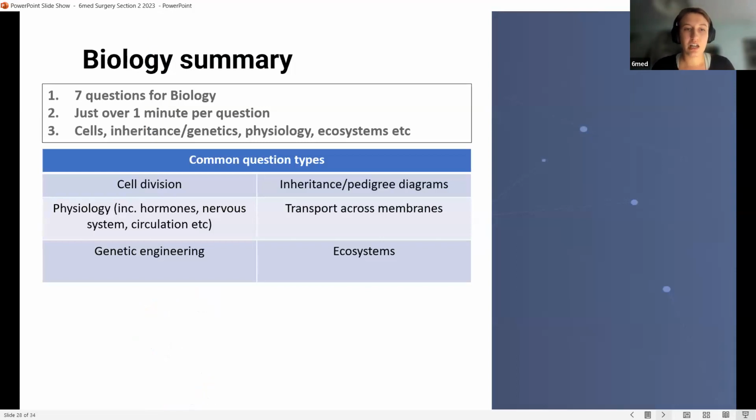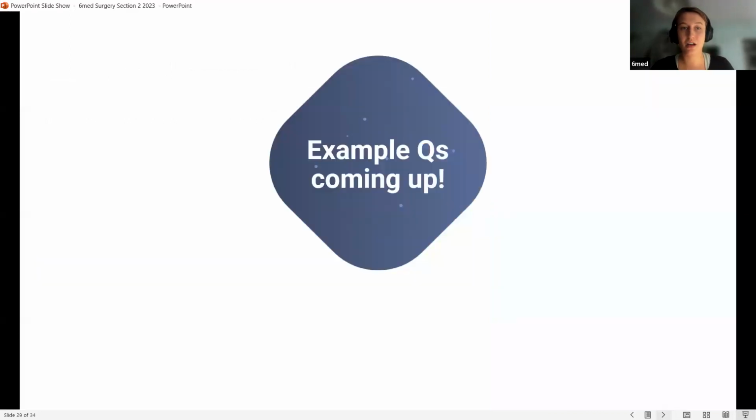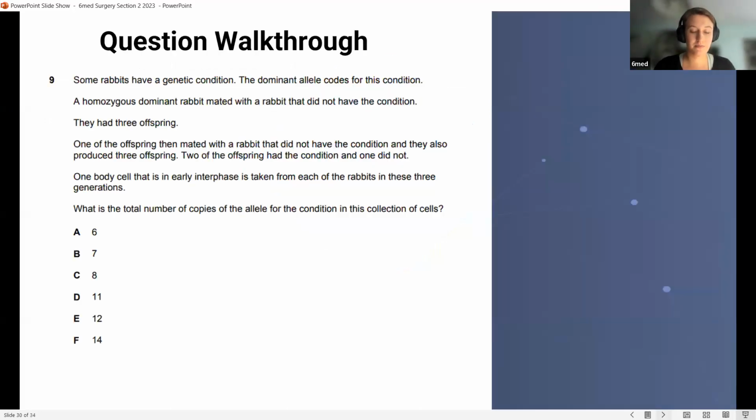What I would say is some things that come up that people tend to forget about because they haven't done them since GCSE are things like ecosystems and genetic engineering, and like inheritance and pedigree comes up a lot. So for biology, I'd focus your revision on the stuff you haven't done recently in your studies. So just make sure you're not missing out bits of the spec essentially. So have a go at this one here for me.